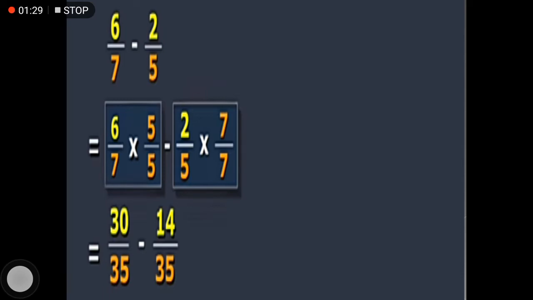6 over 7, the first fraction, will be multiplied with the denominator of the second fraction, and the second fraction, that is 2 over 5, will be multiplied with the denominator of the first fraction. Now when we multiply 6 by 5, we will get 30, and in the denominator 7 5s are 35. Minus sign will come as it is. 2 multiplied by 7 is 14 and 5 7s are 35.